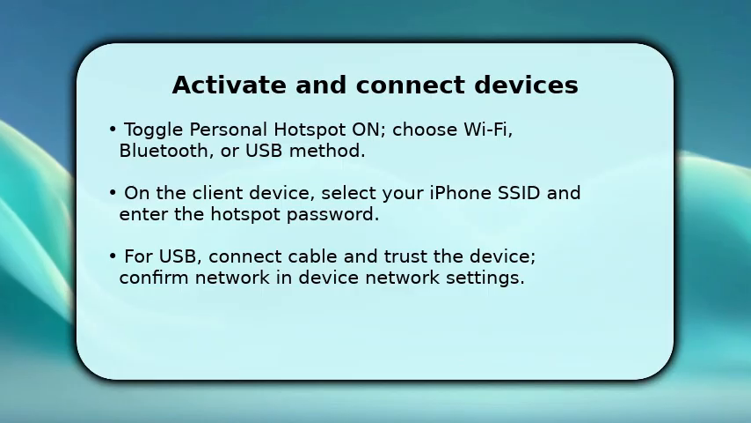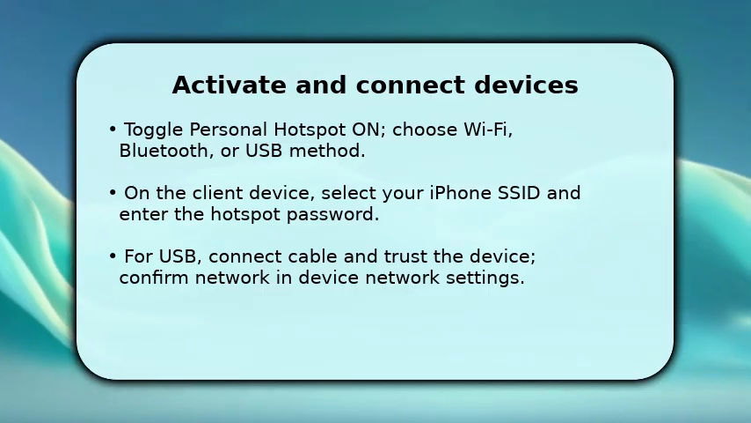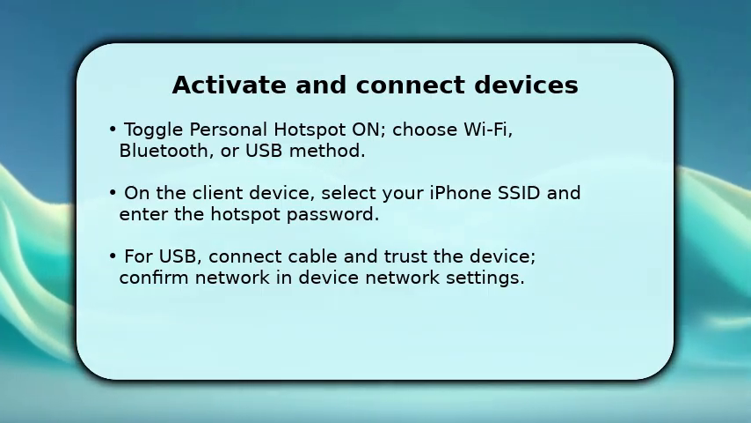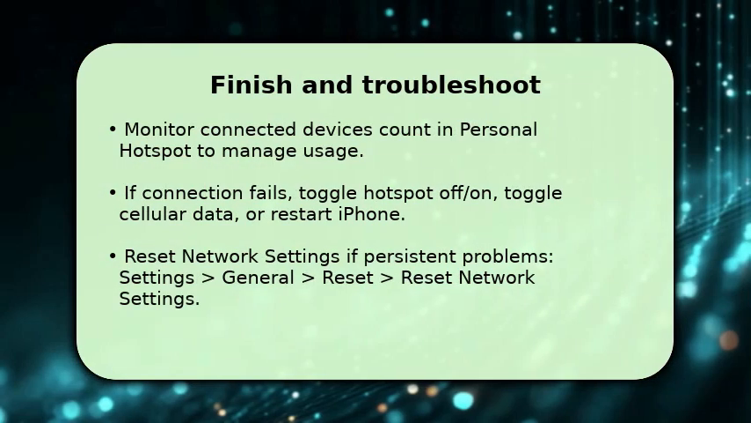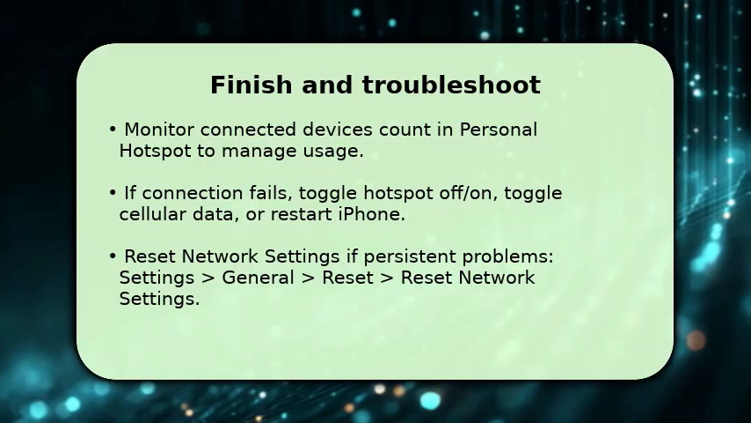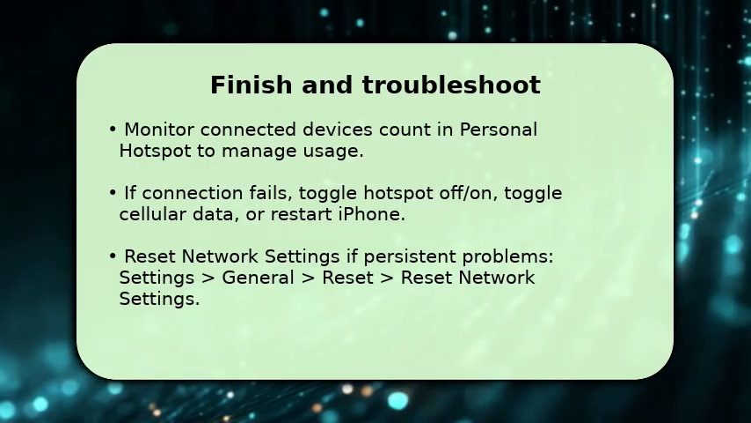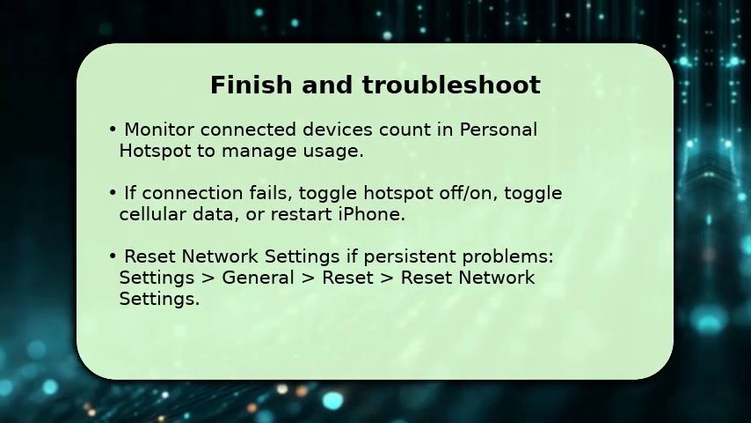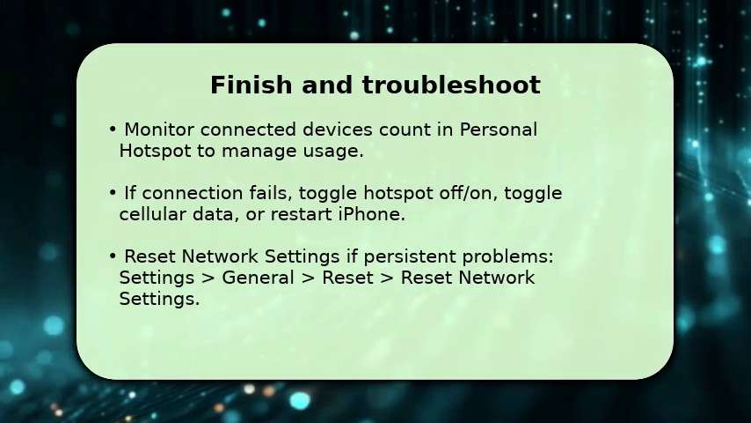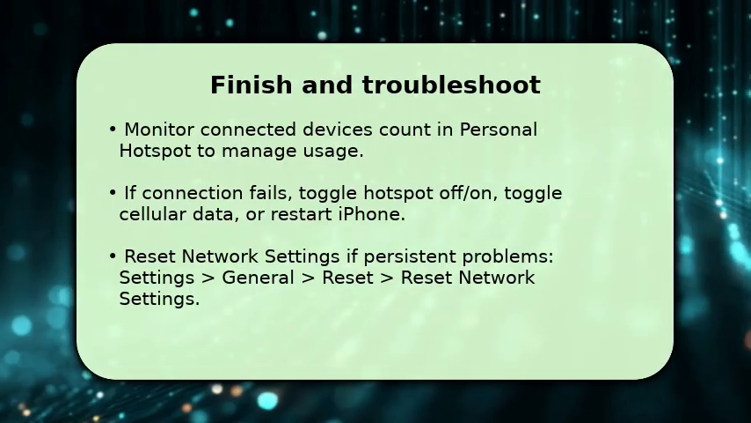Make sure mobile data is active so connected devices actually get internet access. Finish by checking the device list and data usage to avoid surprises. Personal hotspot shows who's connected. If someone can't join, try quick fixes. Toggle the hotspot off and on, toggle cellular data, or restart your iPhone. These resolve most temporary issues.